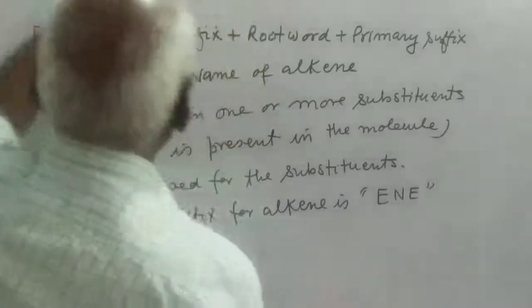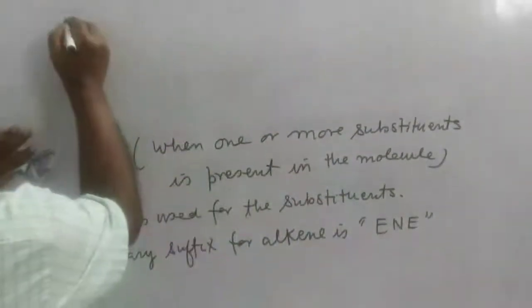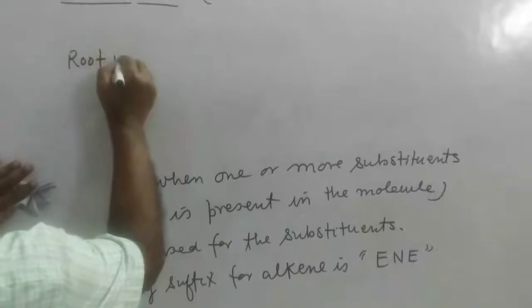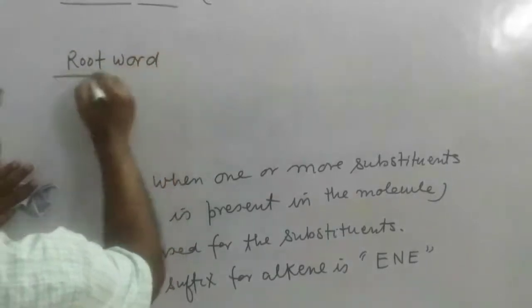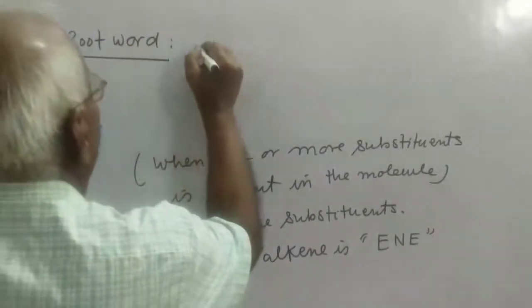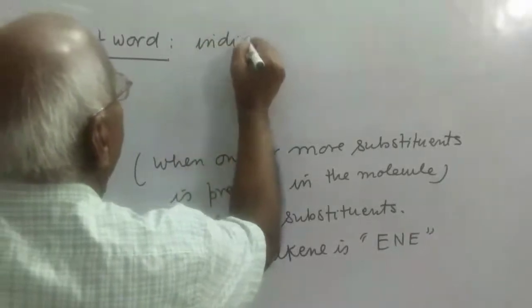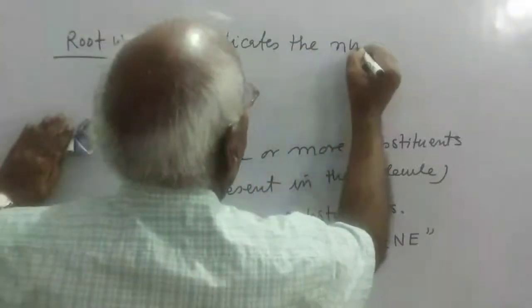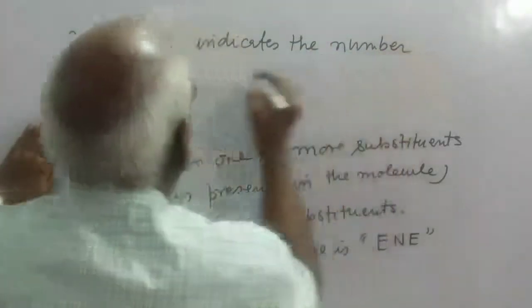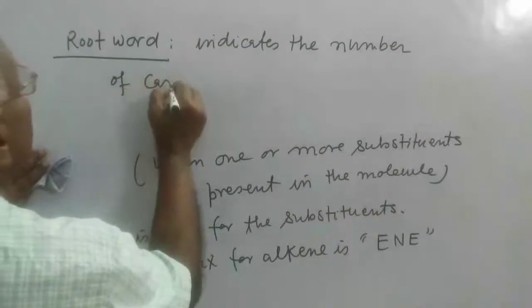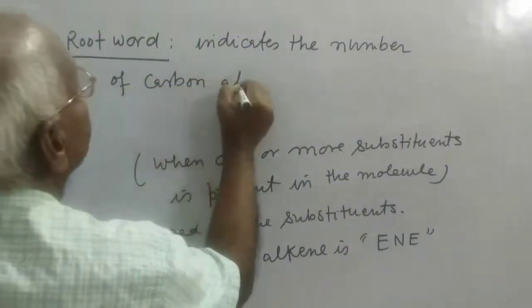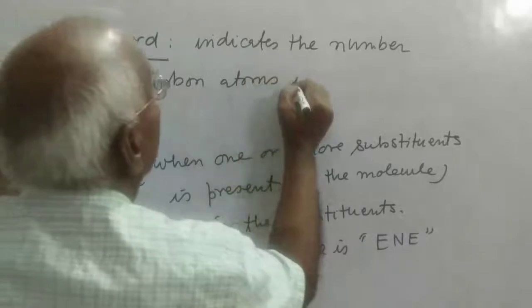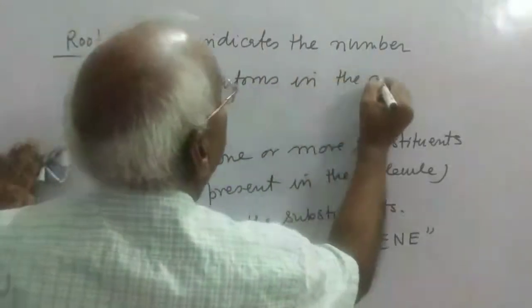Root word indicates the number of carbon atoms present in the main chain.